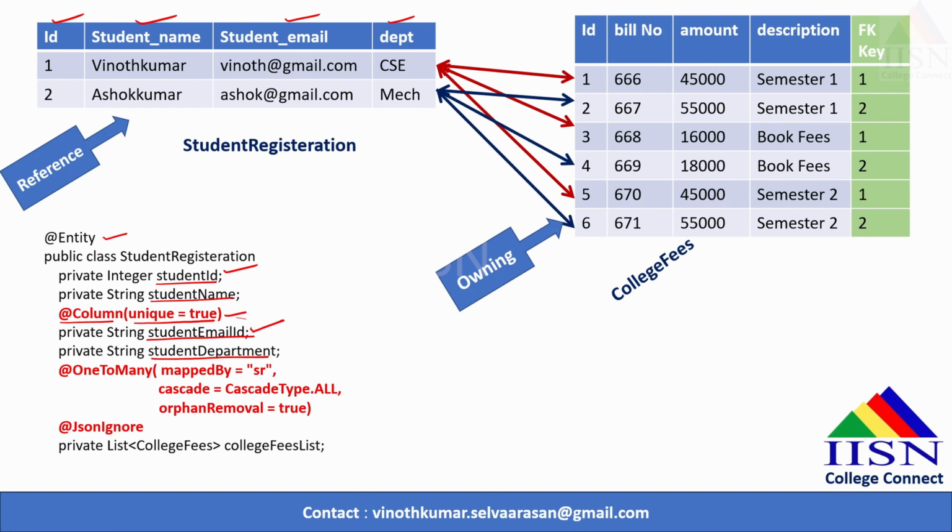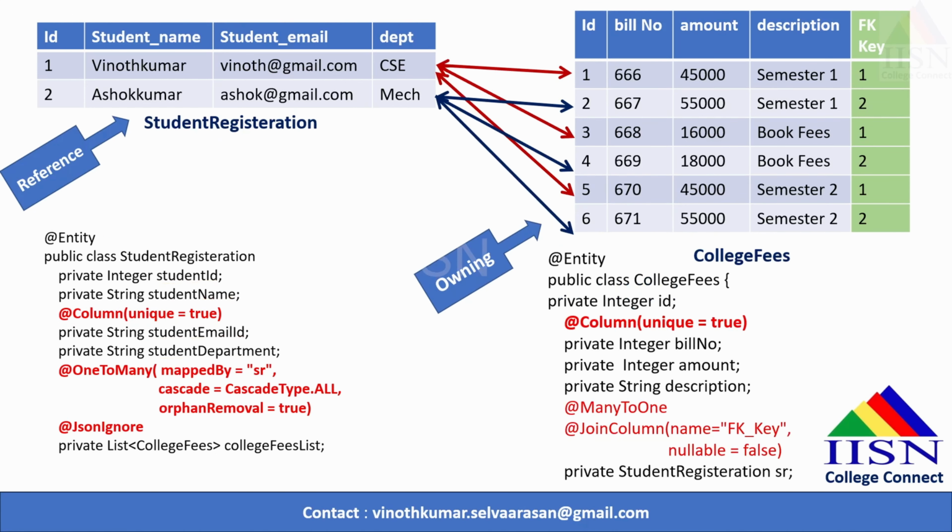Now we need to give the link between the student registration and the college fees. For that, we need to write one more entity called college fees. Before we look at that, we will finish the college fees entity, and then we will come back to this. What is the one-to-many annotation that I wrote over here?